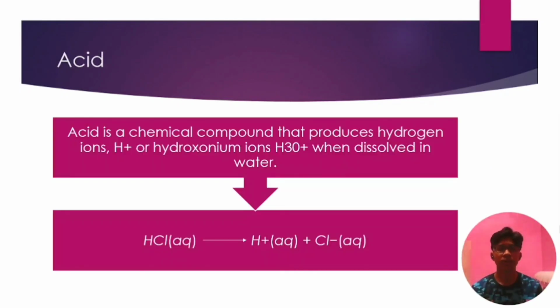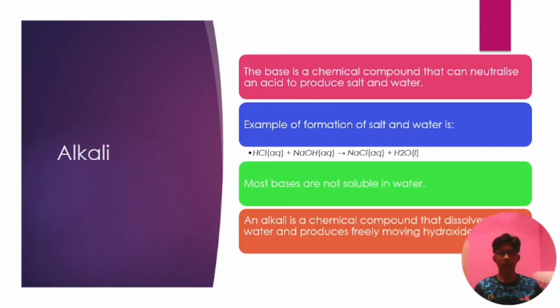Now, I will show you guys the definition of acid. Acid is a chemical compound that produces hydrogen ion H+ or hydronium ion H3O+ when dissolved in water. Now, we are going to move on from acid to alkali. Alkali, which is also known as the base, is a chemical compound that can neutralize an acid to produce salt and water. So, the example of formation of salt and water is hydrochloric acid with sodium hydroxide will combine and produce sodium chloride and water.